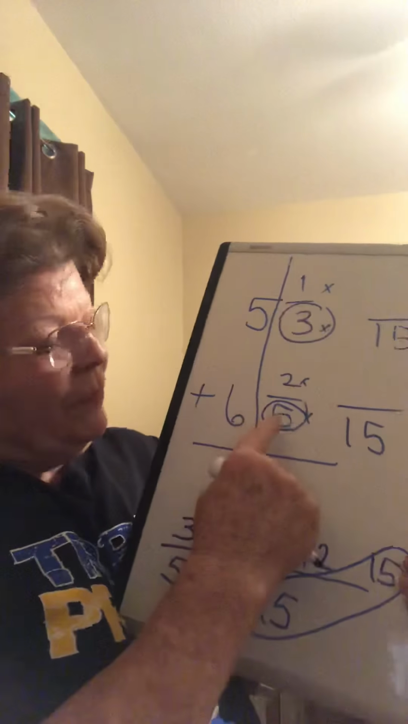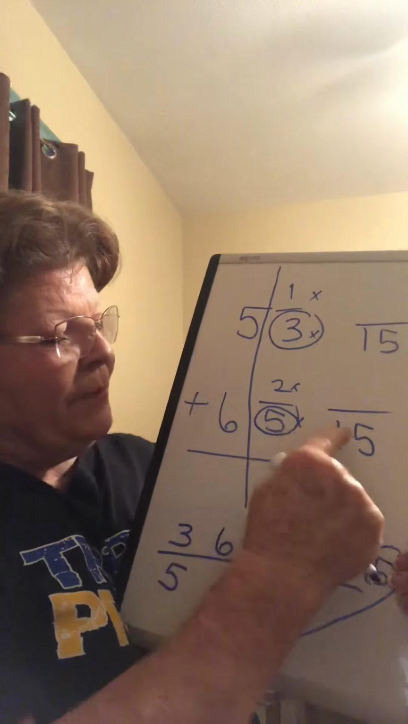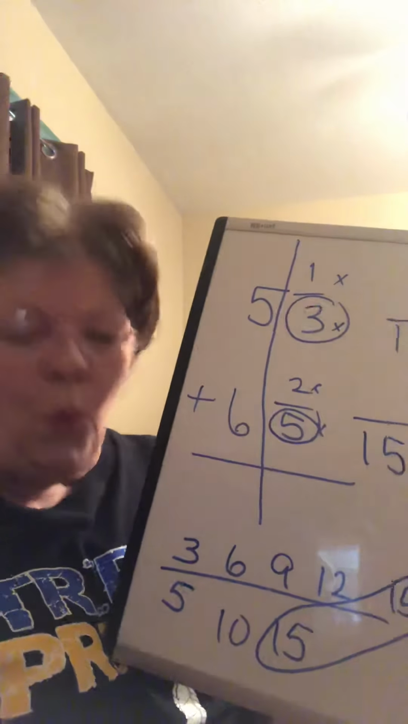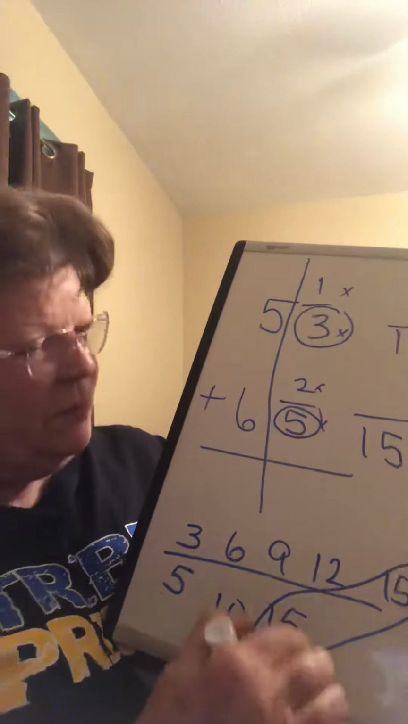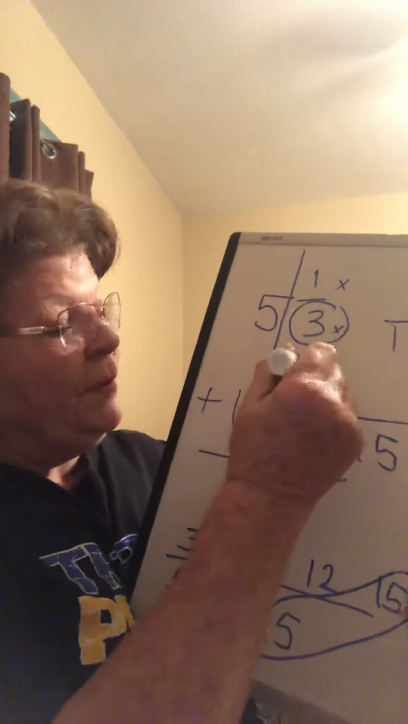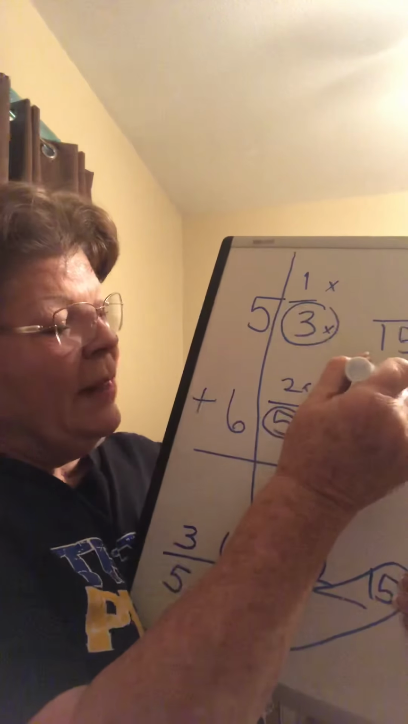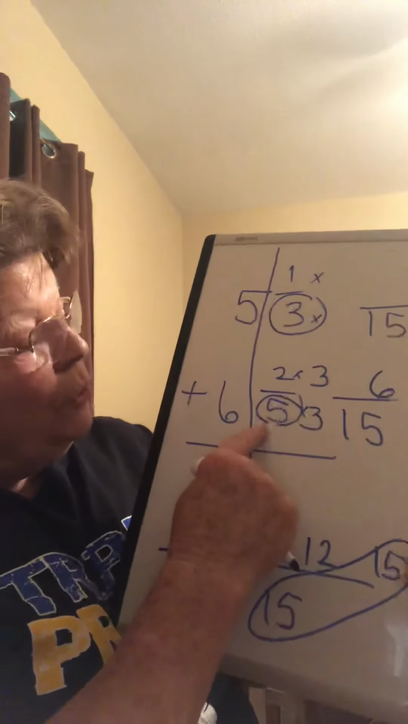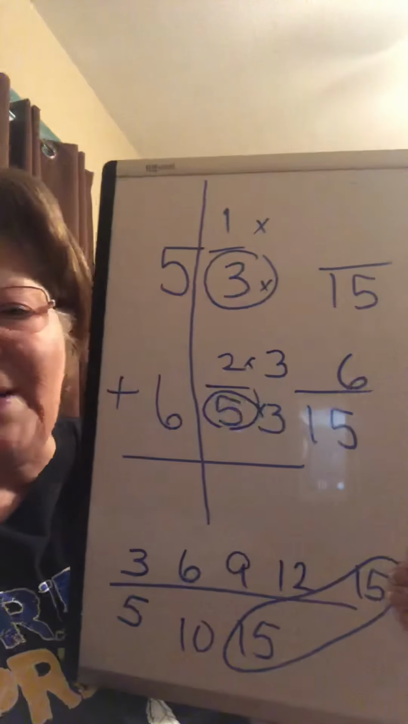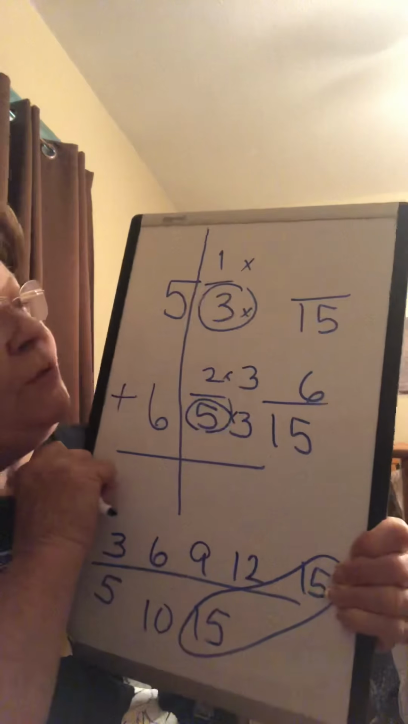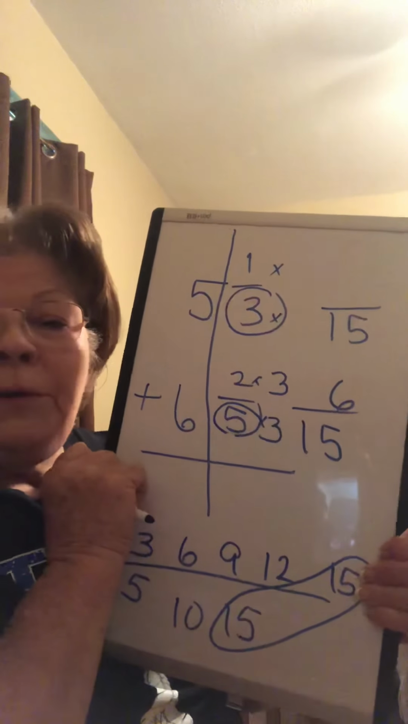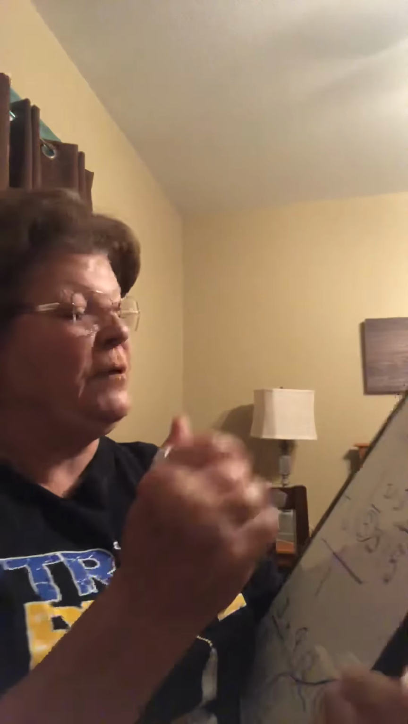Okay? I'm going to say to myself, 5 times what number equals 15? 5 times what? If you said 3, you've got it. Whatever I do to the bottom, I have to do to the top. 3 times 2 is 6. So 2/5 is the same thing as 6/15. I've just renamed the fraction. Okay, let's do the top one. I'm going to let you do it by yourself. Remember, whatever you do to the bottom, you do the top. I'm going to do it, then I'll turn it around and see if you got what I got.